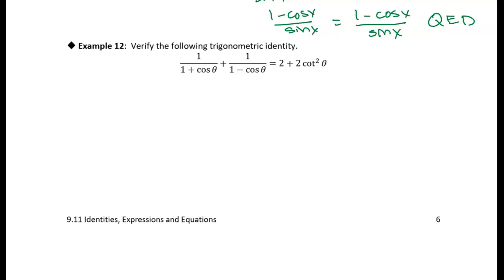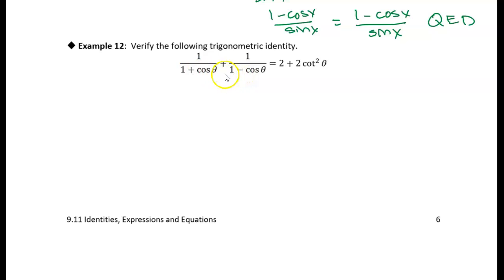All right, verify this identity. So, where do we start with this one? That's always the challenge. And sometimes you just got to do something. Now, when I look at this, I see, okay, I got two fractions. Do I want to try to combine those fractions?